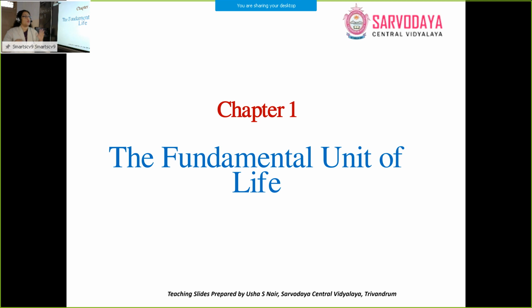So let's move on to the chapter, the fundamental unit of life. This chapter is related to the cell, which we studied in 8th. Many of you were in my class last year, and I did mention that there is a continuation in the 9th standard. Cell structure and function is a continuation in the 9th. Before I go deep into this chapter, we can just revise a little of the portions about the cell.